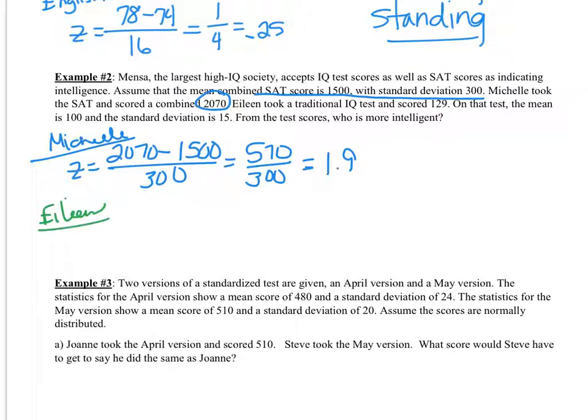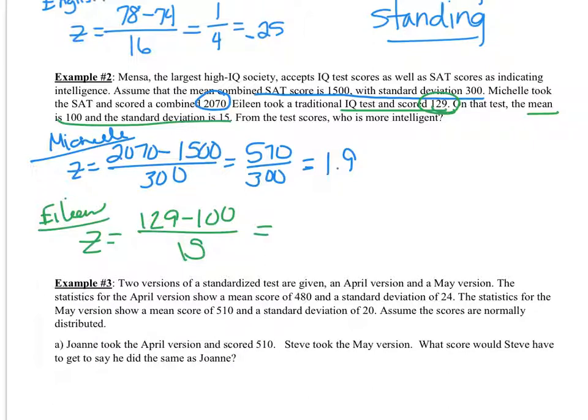So Eileen took the IQ test, and she got 129 on it. That's her score. The mean was 100, and the standard deviation was 15. So Eileen's z-score for her IQ is 129 minus 100 over 15. So when we do that, we get 29 over 15, which is 1.93. So she got 1.93 standard deviations higher on the IQ test than the average.